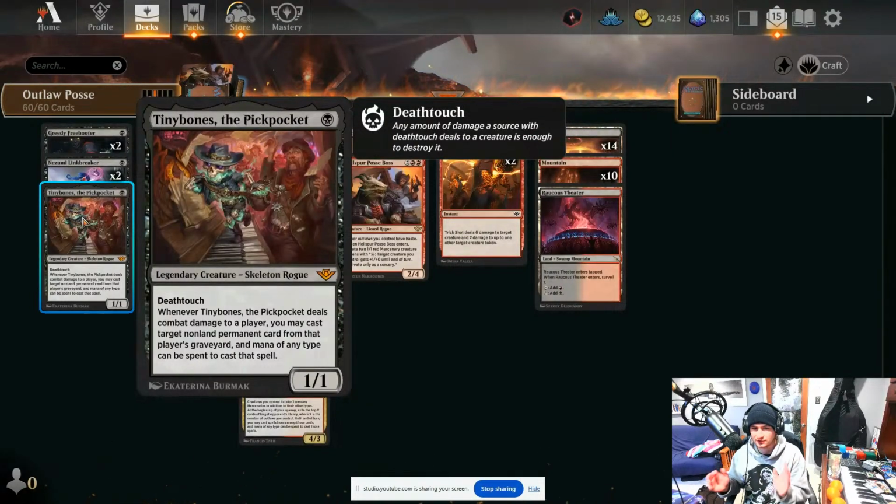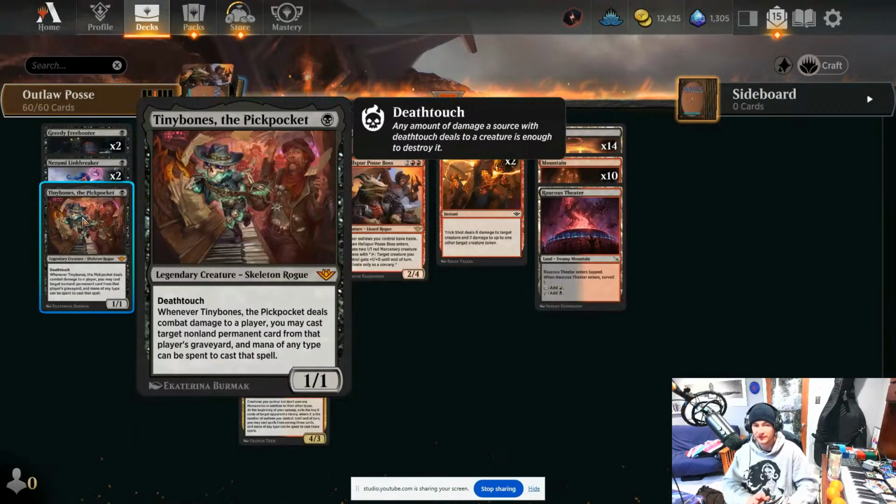And it's got a lot of text, so let's read it. Tiny Bones the Pickpocket is 1 black mana for a 1/1 with Deathtouch. It's a legendary creature. Legendary means that if you have 2 of them on the battlefield, one of them gets sacrificed. So you can only have one in existence on the field at the same time. It makes sense. Legendary creature skeleton rogue. Deathtouch. Whenever Tiny Bones, the Pickpocket, deals combat damage to a player, you may cast target non-land permanent card from that player's graveyard, and mana of any type can be spent to cast that spell.